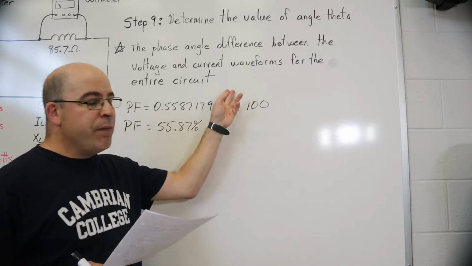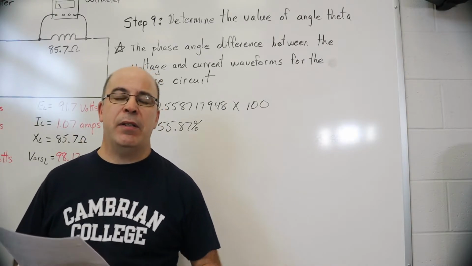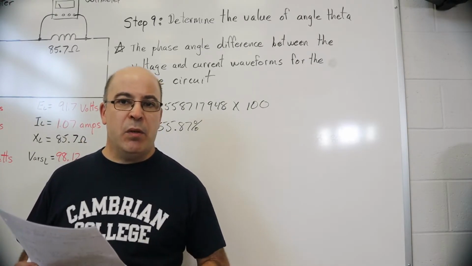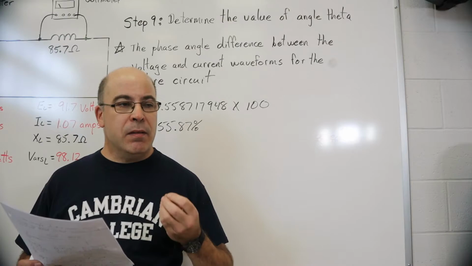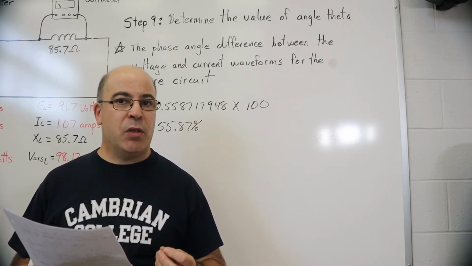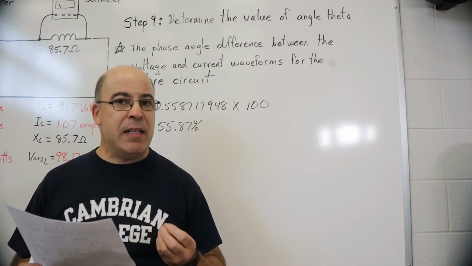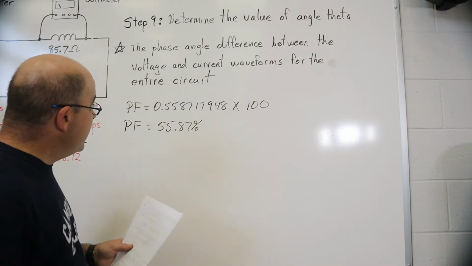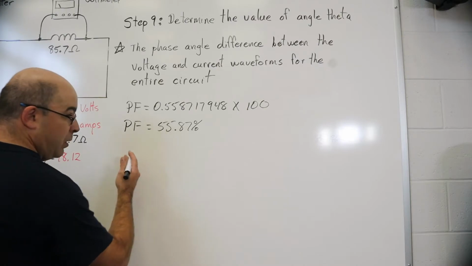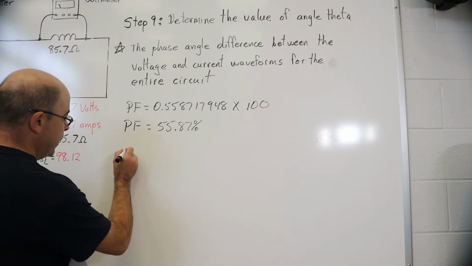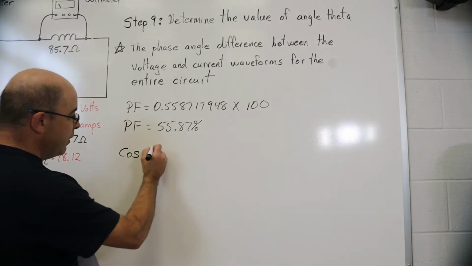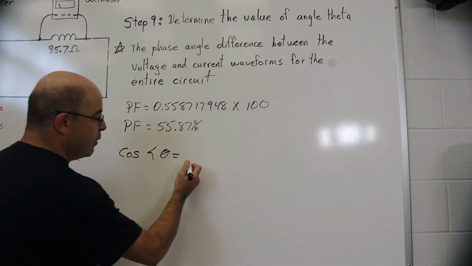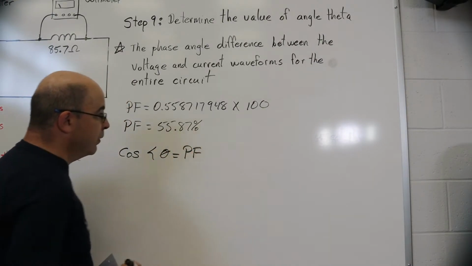accurately. So angle theta is actually a very important value in that once I've built the circuit, it would allow me to verify if I've built the circuit within tolerances, if I see that I have the correct amount of phase angle difference. Now, phase angle difference, or angle theta in this case, in the textbook it says cosine of angle theta is equal to power factor.